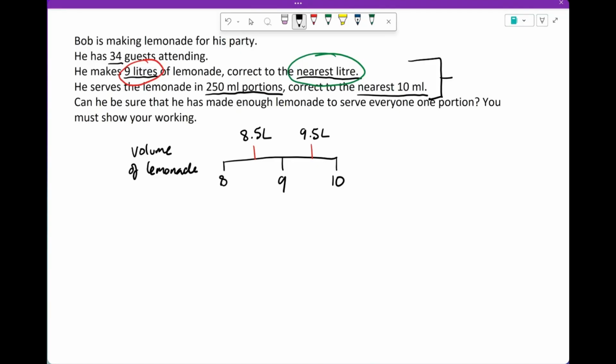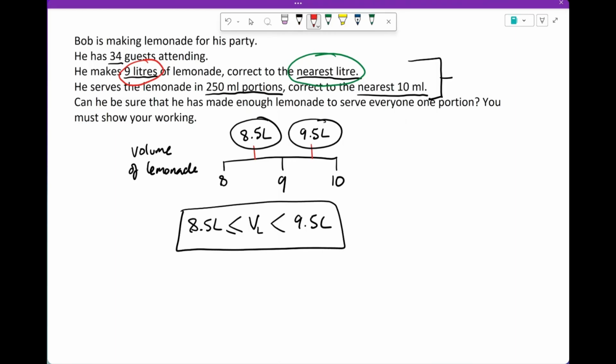Then we can write out our error interval. Because the letter hasn't been assigned to this value, I'm just going to call it V and an L to indicate volume of lemonade. Then my upper bound, 9.5, goes to the right. And then my lower bound, 8.5, goes to the left. And as usual, our inequality symbols will be a same as or greater than pointing to the middle from the lower bound, and then a smaller than pointing to the middle from the upper bound. So that's my error interval for the volume of lemonade.